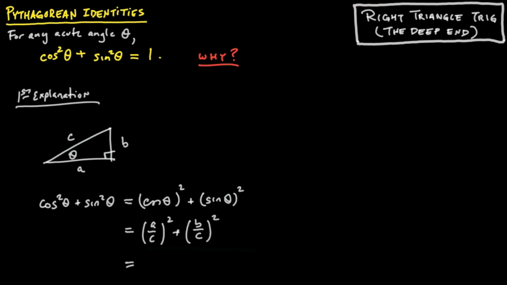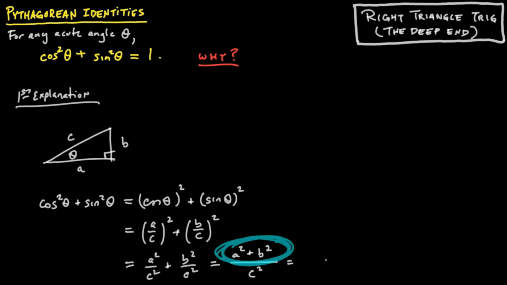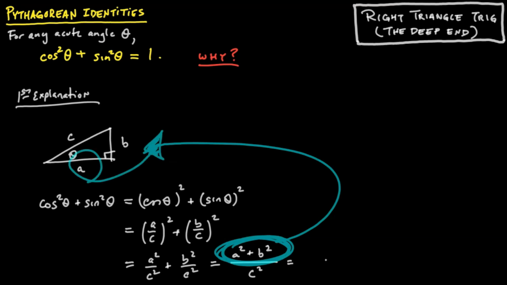But basic algebra lets us simplify those terms to A squared over C squared plus B squared over C squared, and now I've got a common denominator, so I can write that stuff as (A squared plus B squared) over C squared. But hey, wait a second, what do I know about that? A squared plus B squared. A and B represent the legs of a right triangle. So by the Pythagorean theorem, A squared plus B squared is C squared.